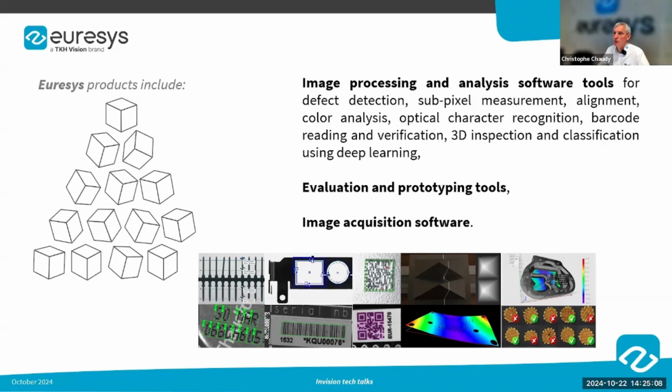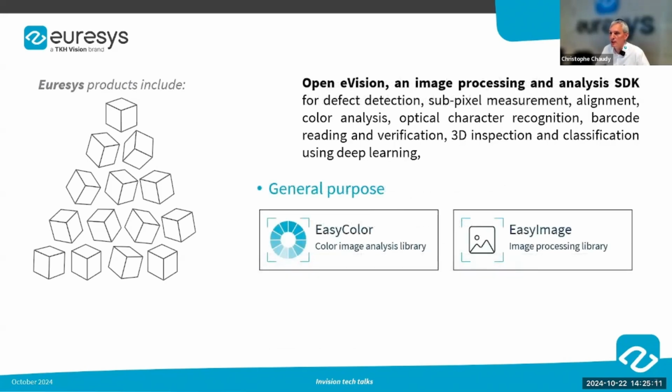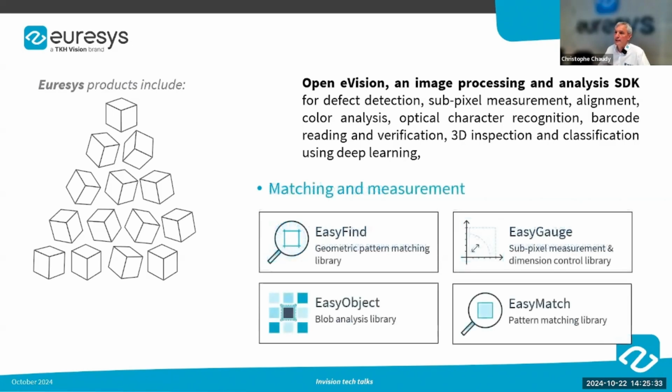So I will go quickly over the different libraries. We have EasyColor and EasyImage. It's typically for pre-processing images before other processing. So it processes color and it can perform filtering, HDR, stuff like that. And then we have a range of pattern matching libraries, so to find objects in images. We also perform subpixel measurements with EasyGauge. And with EasyObject, we can segment and measure 2D objects in images.